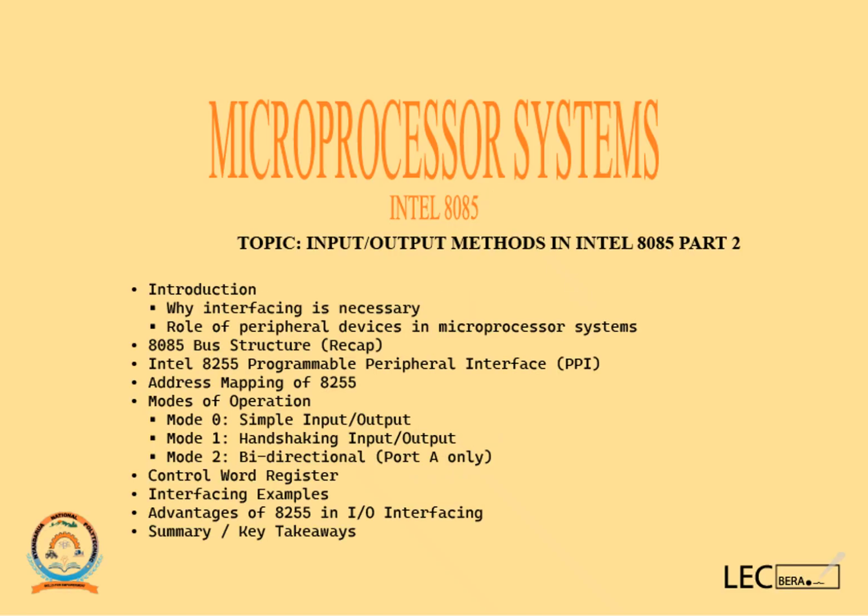In today's discussion, we are going to do some introduction. Then we'll focus on why interfacing is necessary. Then we are going to see the role of peripheral devices in microprocessor systems, and here we are going to talk mostly about the 8255. Then we are going to recap the 8085 bus architecture, which is not a new concept to you. And then we'll dive into the Intel 8255. This is a programmable peripheral interface.